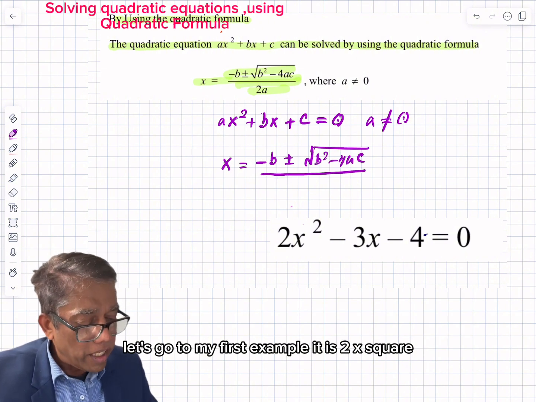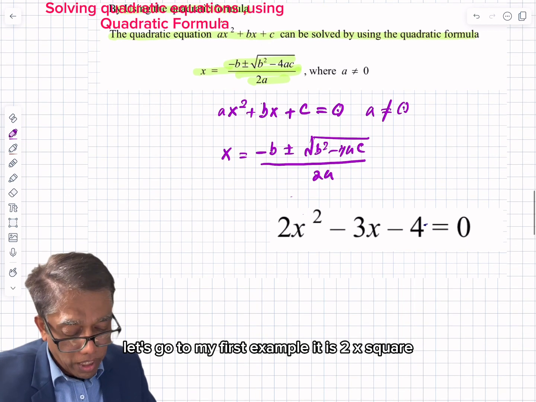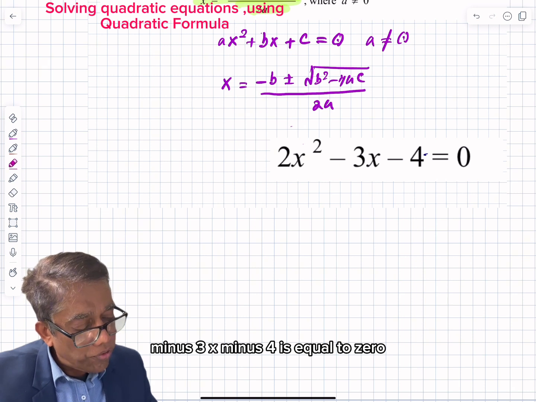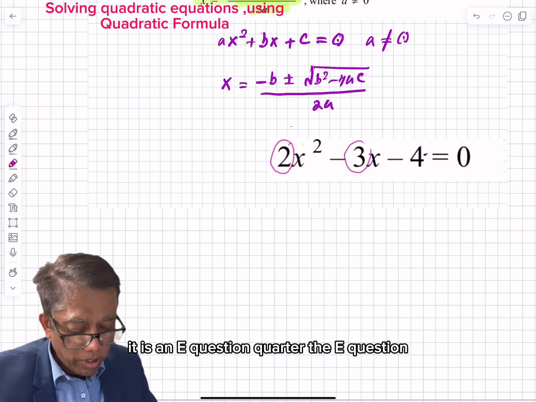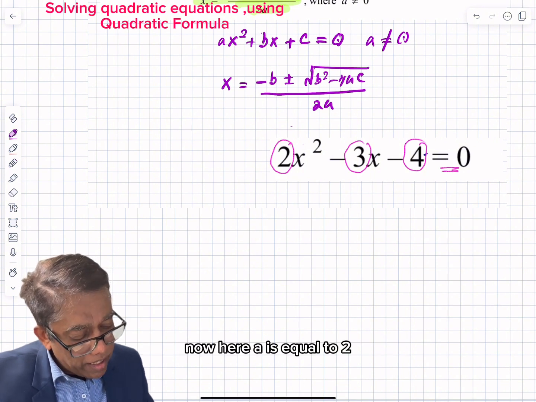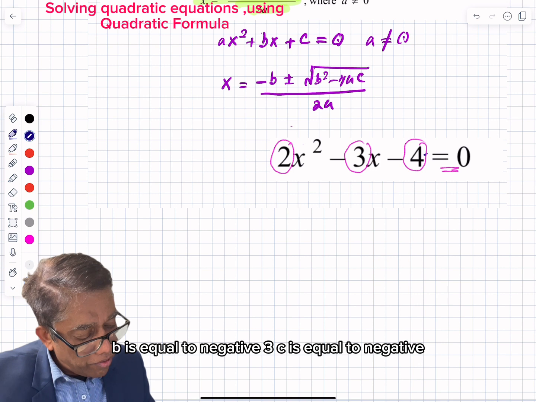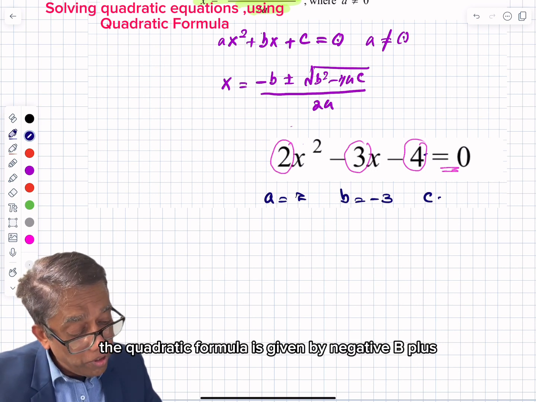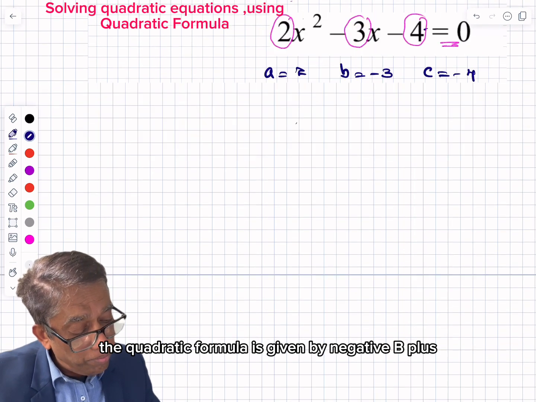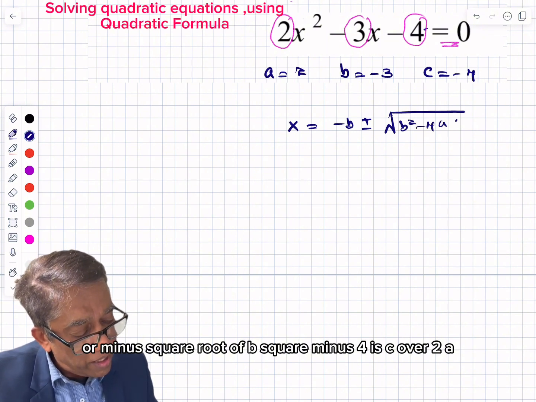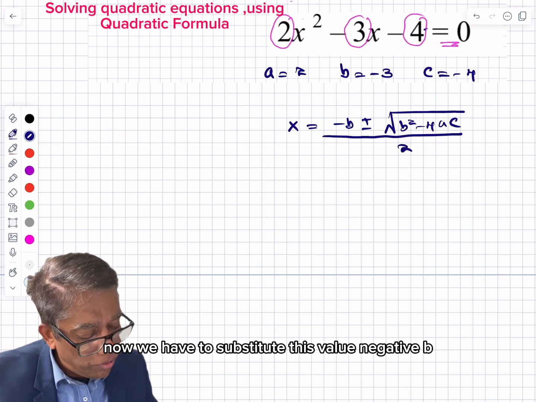Let's go to my first example. It is 2x² - 3x - 4 = 0. It is a quadratic equation. Now, here a is equal to 2, b is equal to -3, c is equal to -4. The quadratic formula is given by (-b ± √(b² - 4ac)) / 2a. Now we have to substitute these values.